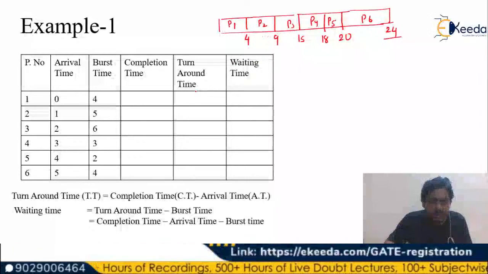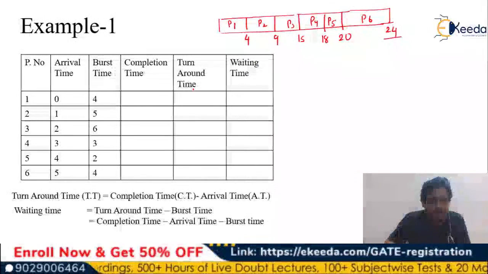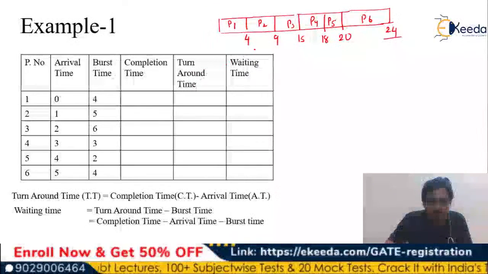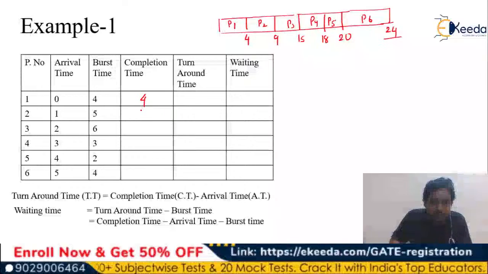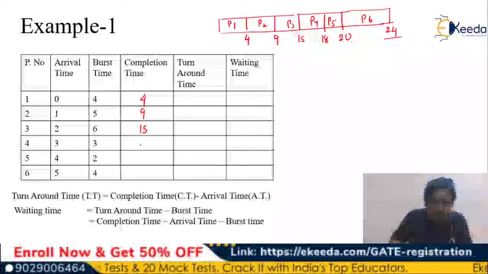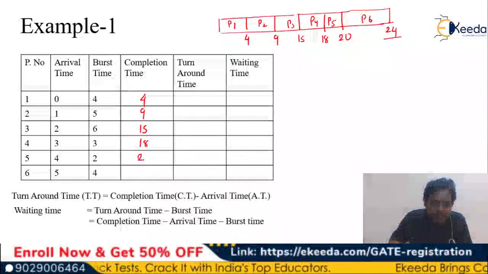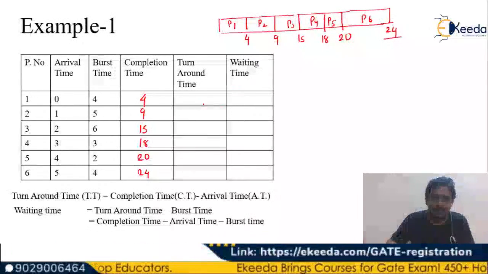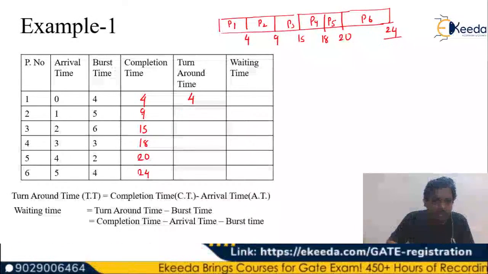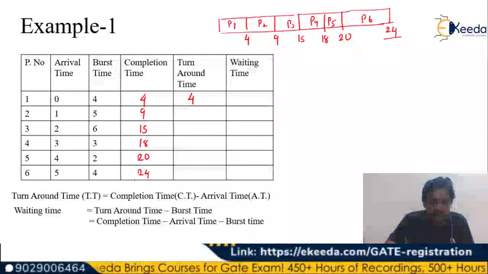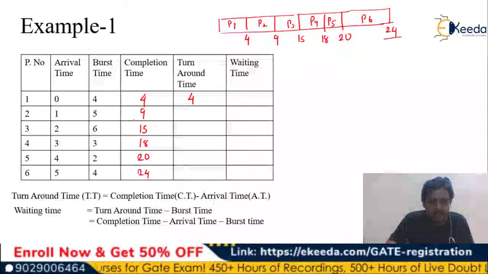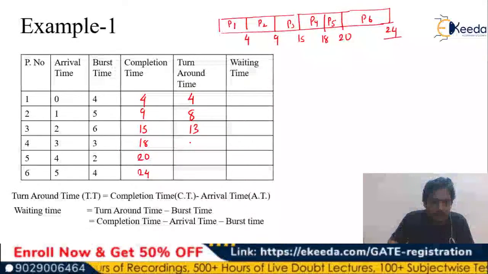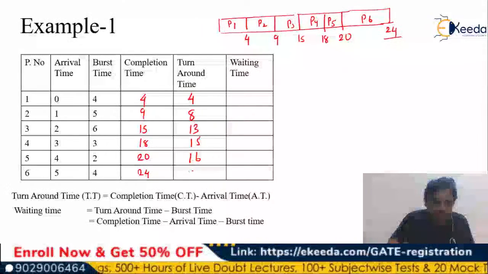Okay, so now the completion time. The completion times are 4, 9, 15, and then 18, 20, and 24. Turnaround time is different. Turnaround time is from when you submit the job until it gets completed. Turnaround time is completion time minus arrival time. So completion time minus arrival time will become 8, this will become 13, this will become 15, this will become 16, and this will become 19.